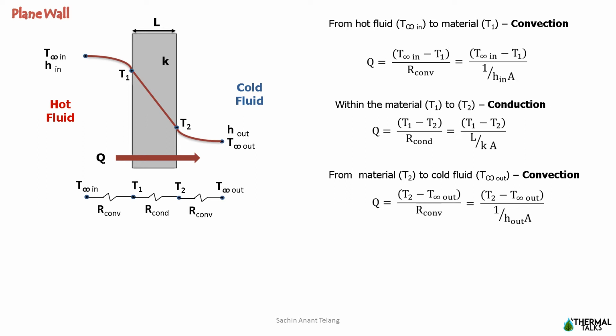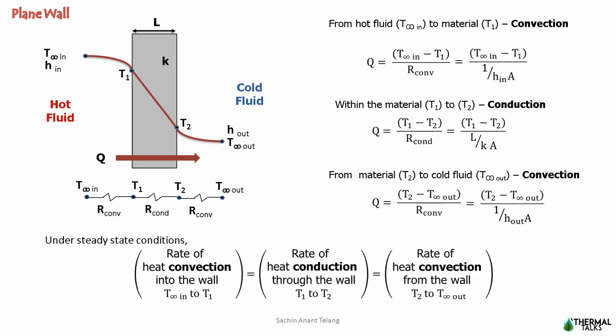As we have systematically analyzed heat transfer mechanism from hot fluid to cold fluid through a plane wall, now it becomes utmost important to understand the characteristic of heat transfer. That is, under steady state conditions, the rate of heat transfer remains constant. That is, the rate of heat convection into the wall is equal to rate of heat conduction through the wall, is equal to rate of heat convection from the wall.